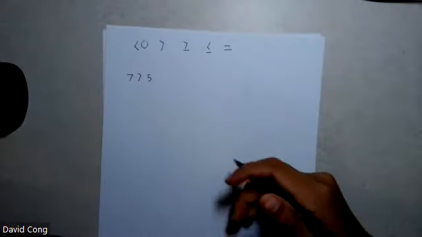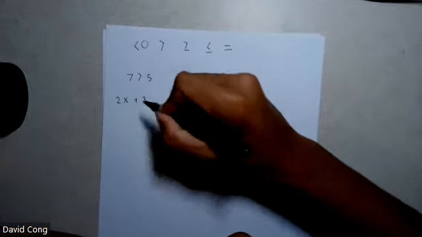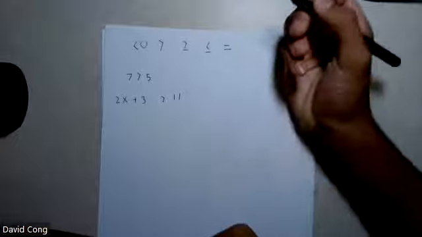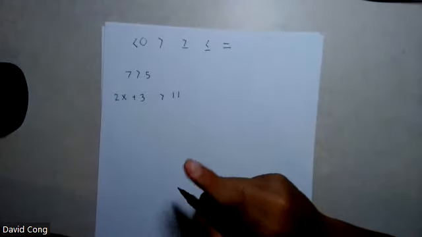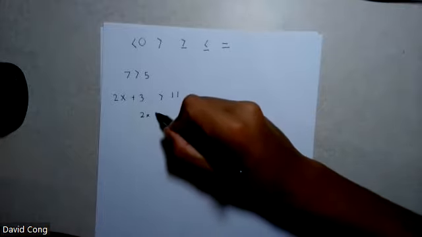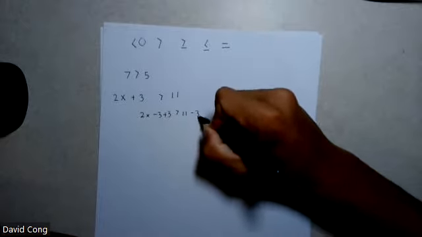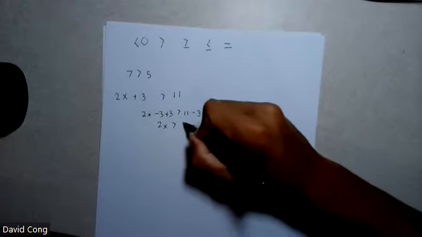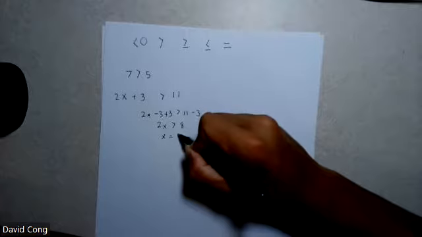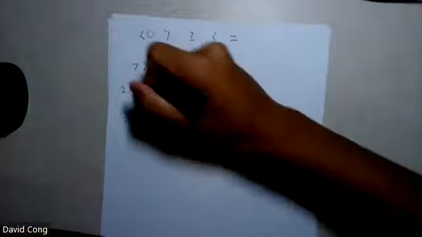So instead of doing like 7 is greater than 5, now we're going to insert variables. Now say if we had 2x plus 3 is greater than 11, like what we had before. We can solve this the same way. What we do to this side, we do to this side. We subtract 3 from both sides. Now we have 2x is greater than 8, and x is greater than 4. So what this means is for any number greater than 4, this is true.